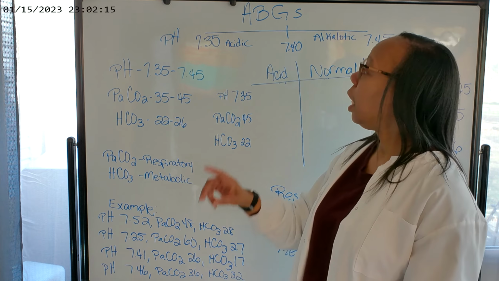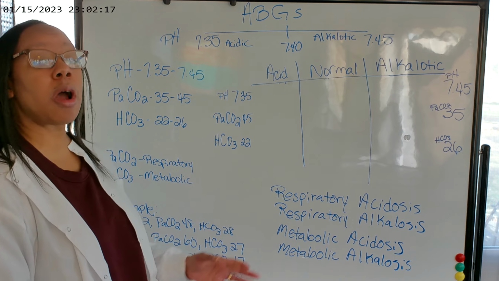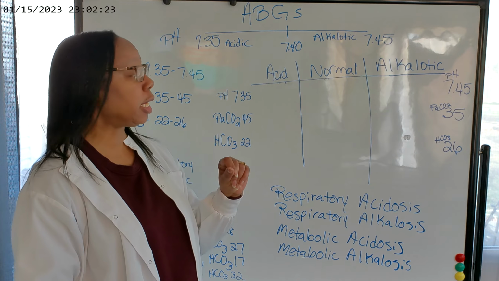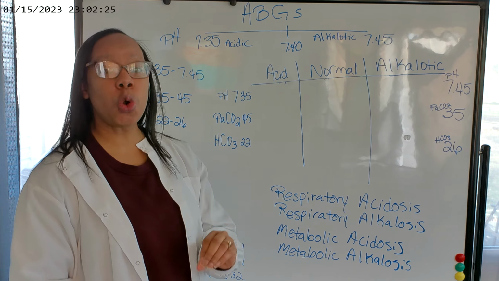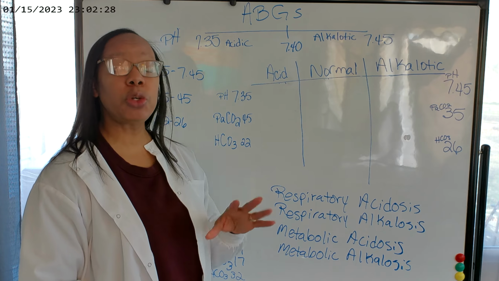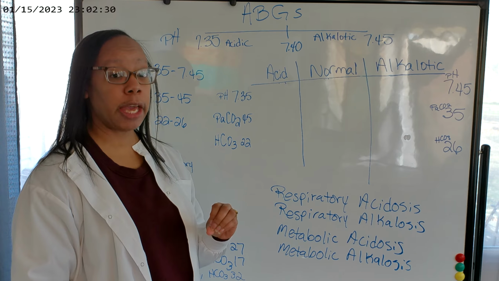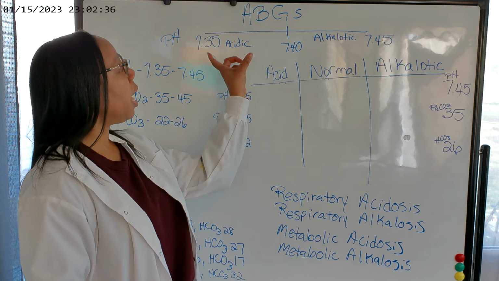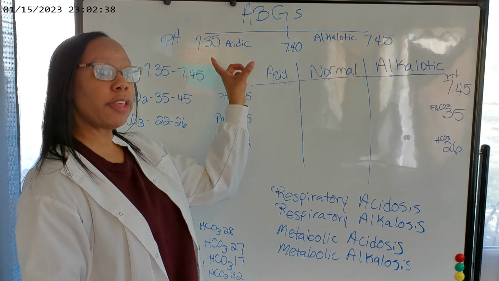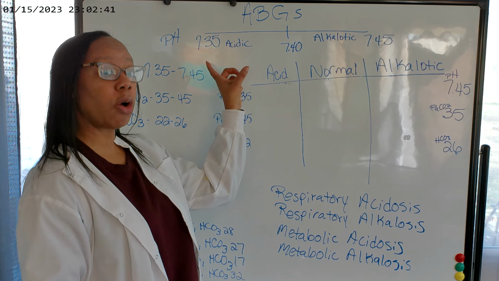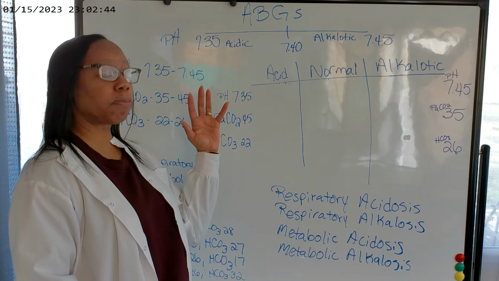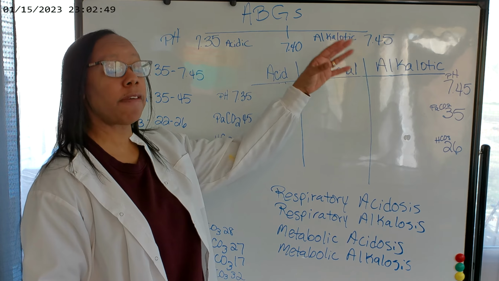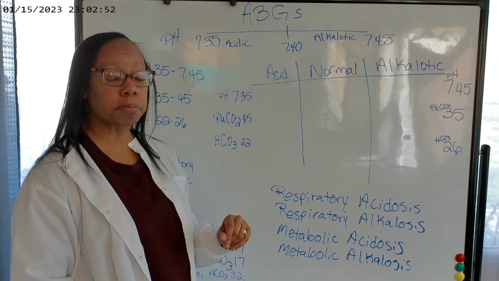Okay? Now, when we're looking at whether our problems are compensating or not, we got to look at something else to take it a step further. Your absolute normal is 7.40. So when we're determining if it's compensating or not, we got to look at if it falls between 7.35 to 7.40, it's more on the acidic side. And if it falls between 7.40 to 7.45, it falls more on the alkalic side.